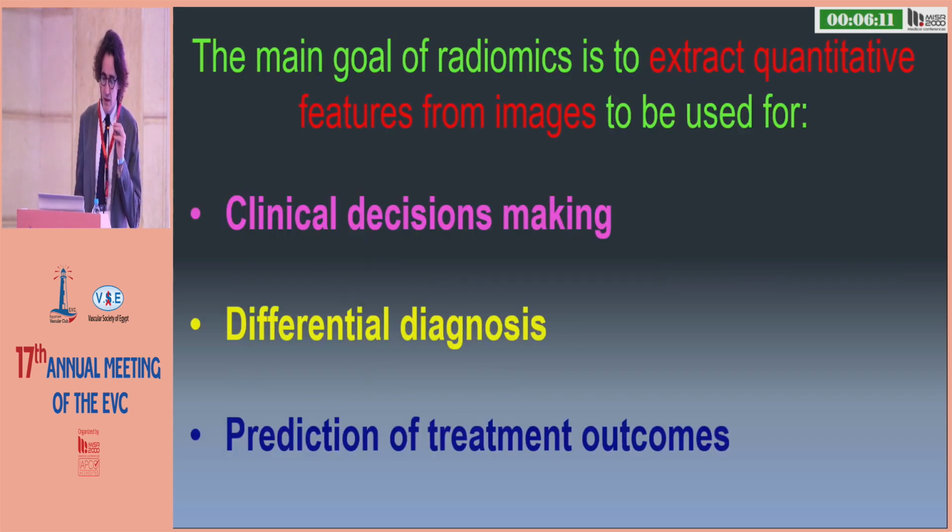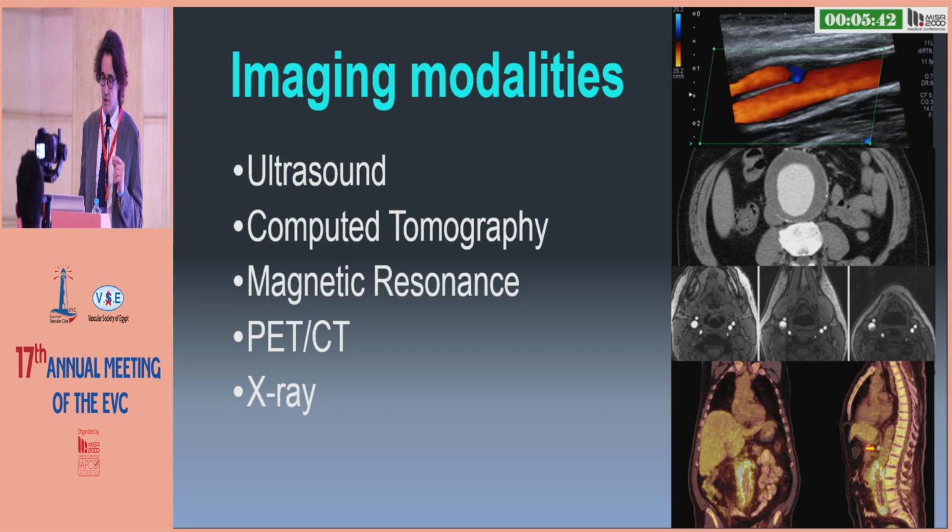So, again, first of all, we want to extract quantitative features from images. Images that we are looking at, imagine a CT scan, have, from our perspective, a limited potential to interpret what we see. Through radiomics, we can get more information that we are not able to see with the naked eye. So this can be used in clinical decision making, in differential diagnosis, and also to predict outcomes in our patients.